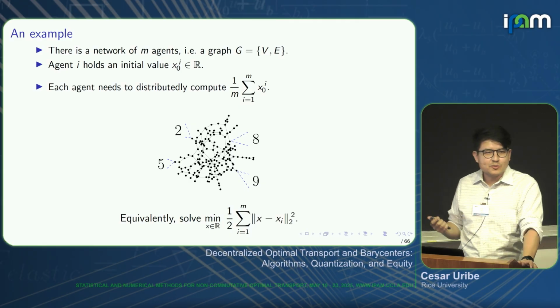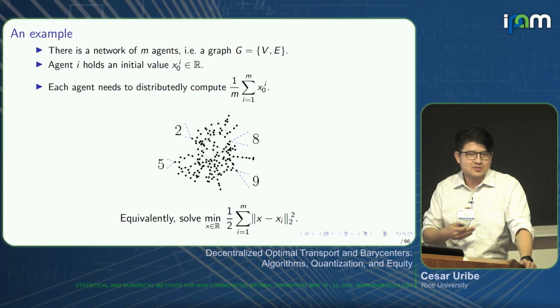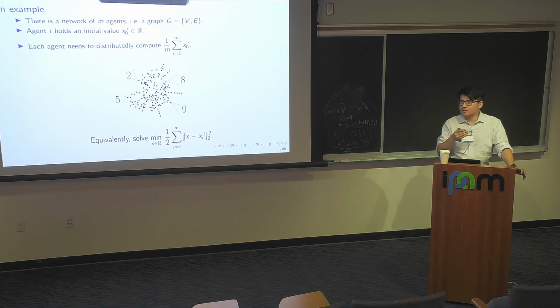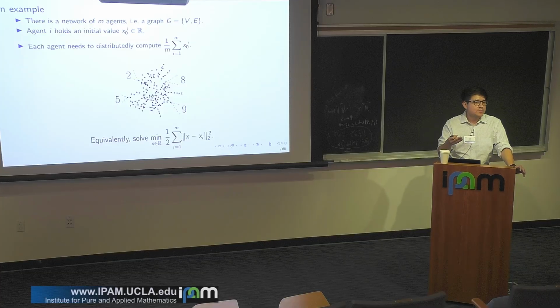Of course, if there is no network, there is no problem here. Just compute the average and that's it. But now the question is how to design an algorithm that is able to guarantee that after a couple of iterations, everybody in the network will have access to the average of all the numbers.